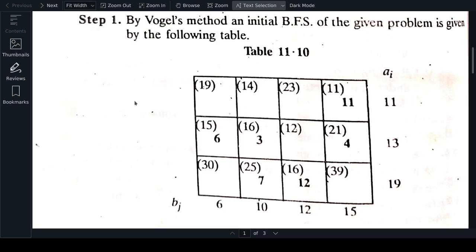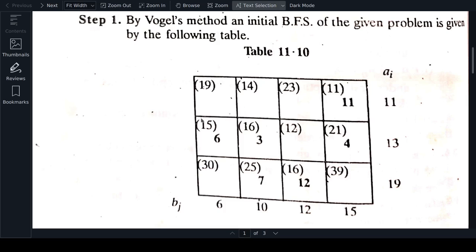Yes, Roshni, the number of allocations is 6. You see, six allocations. Where do you get the allocations? Here you see cell number 1 comma 4. Cell number 1 comma 4 means first row, fourth column. Allocation is 11.